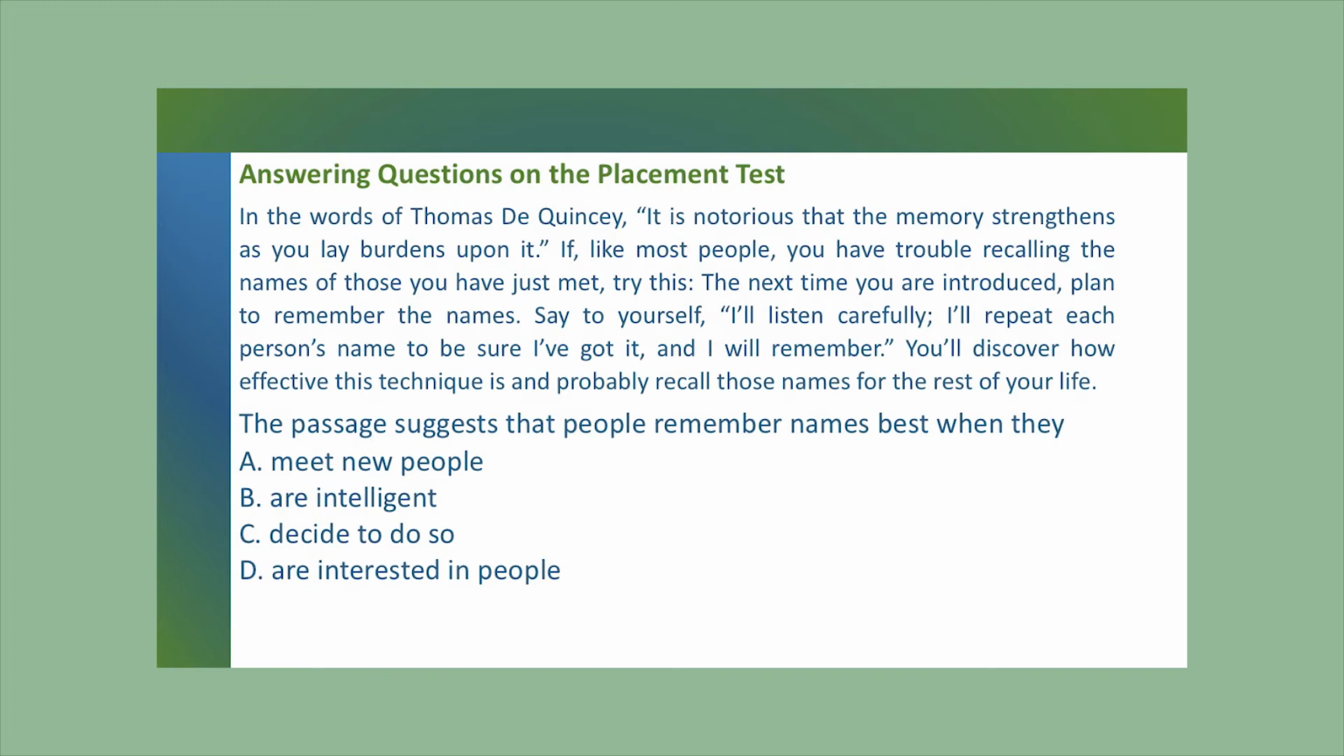Who knows? Maybe D is it. D, are interested in people. Probably not. You've probably been interested in getting to know someone, but you probably have forgotten their name on occasion, especially when you meet them for the first time. So in this case, it's probably going to be C. Yes, so the answer was C in this particular question on the Accuplacer.